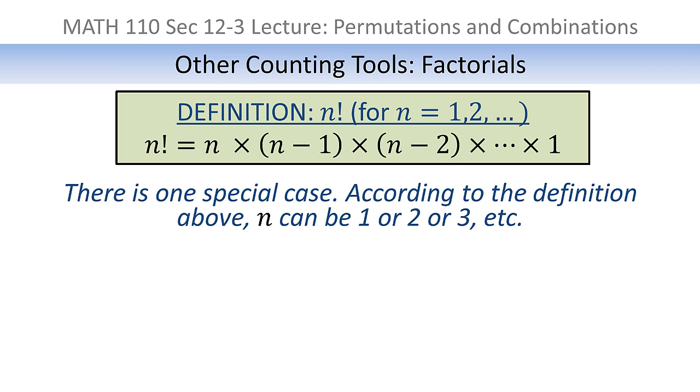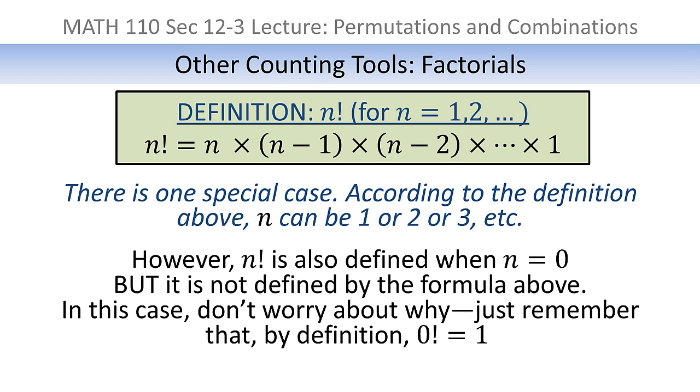Those are factorials. There is one special case, though. According to the definition above, it works for n equal 1, 2, anything bigger than 2, any positive integer. But we can also define a factorial when n is equal to 0, although we can't use that definition above. It turns out, and we're not going to go into why, that 0 factorial is equal to 1.